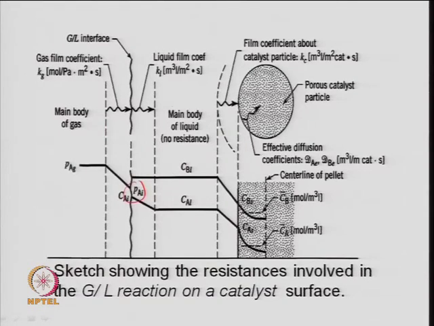When it reaches the main body of the liquid, the concentration is uniform, and then you have a diffusion from the main body to the external surface of the solid, because this catalyst particle is surrounded by a film of the liquid, right. This mass transport will depend on the mass transfer coefficient, which is the film coefficient about the catalyst particle, and also on the surface area of the solid per unit mass or per unit volume of the catalyst, right.